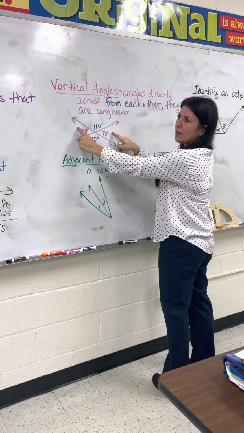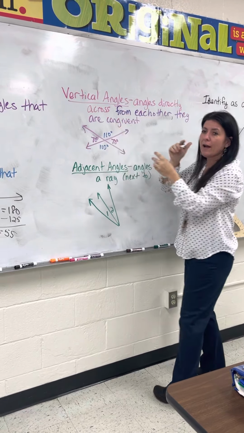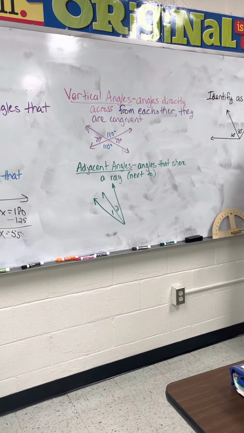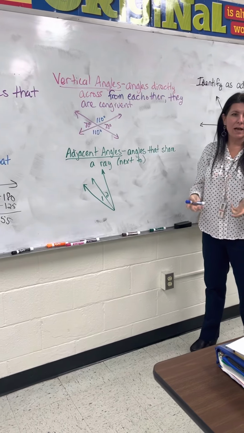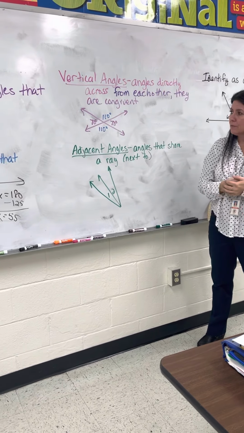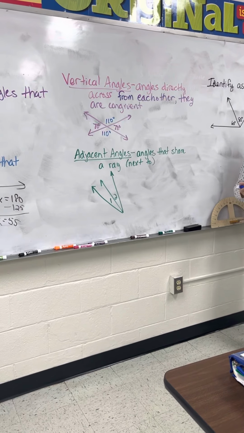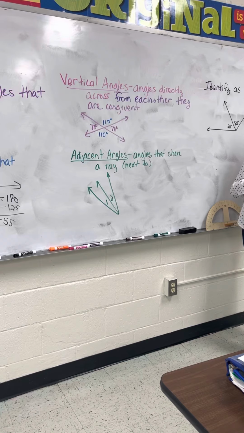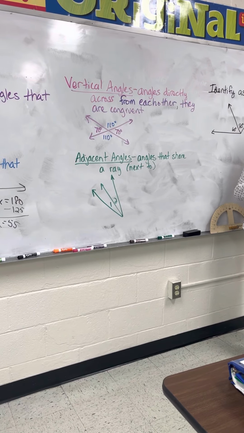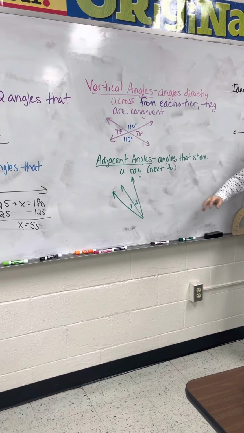So these 2 pink angles are vertical, these 2 blue angles are vertical. So when you have that intersection, you have 2 sets of vertical angles, and they are congruent, meaning they have the exact same measurement. That's what congruent means. So vertical angles are really helpful if you're solving something. If you know one angle, the other angle is exactly the same. Okay, so it's another thing that you need to remember, be able to recognize it and know that they are congruent.